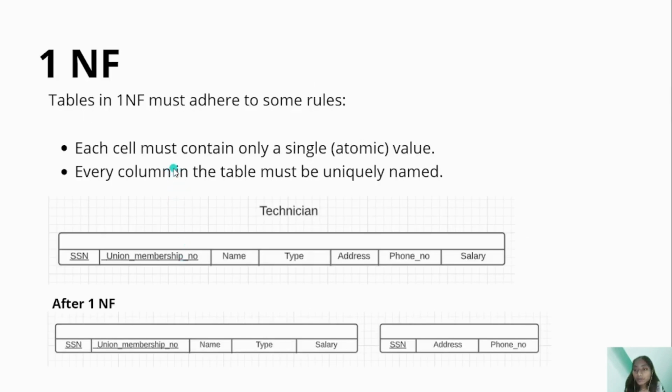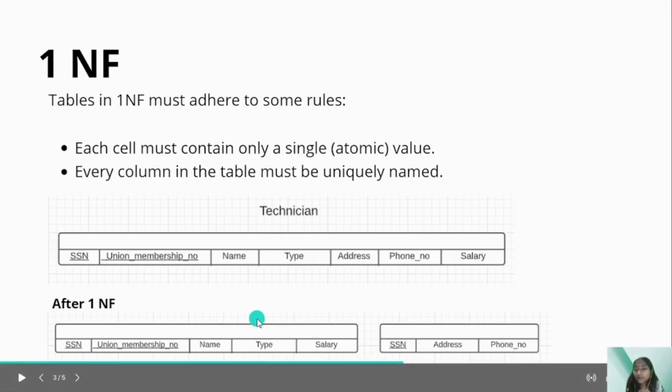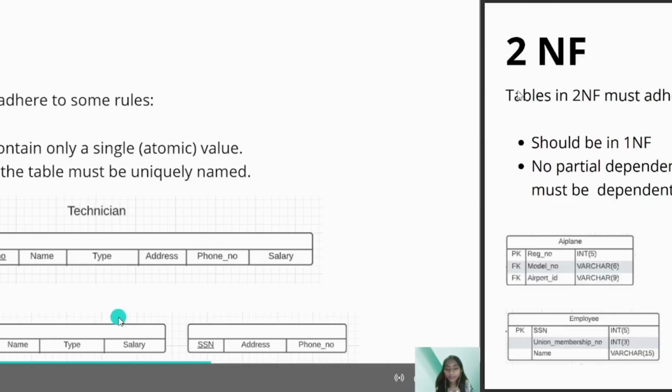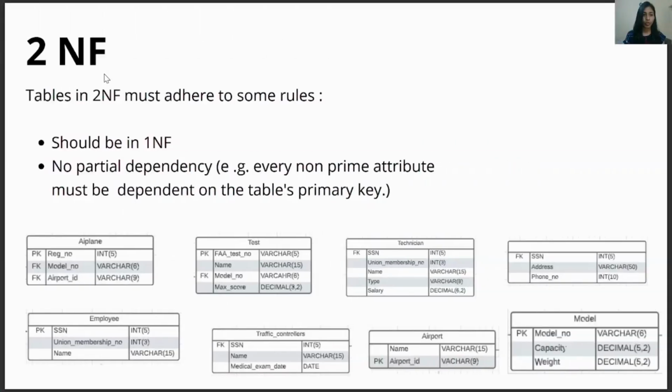The first normal form simply says that each cell of a table should contain exactly one value, that is, it should not be multi-valued and the values should be unique. Here in table technician, we have phone number and address as multi-valued columns. So to bring the table to first normal form, we split the table into two tables, and now we have these resulting tables.